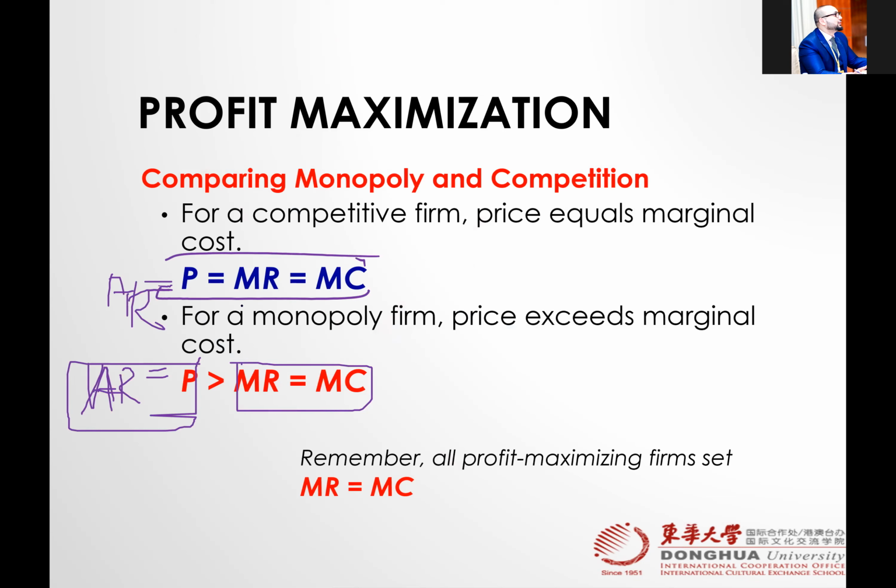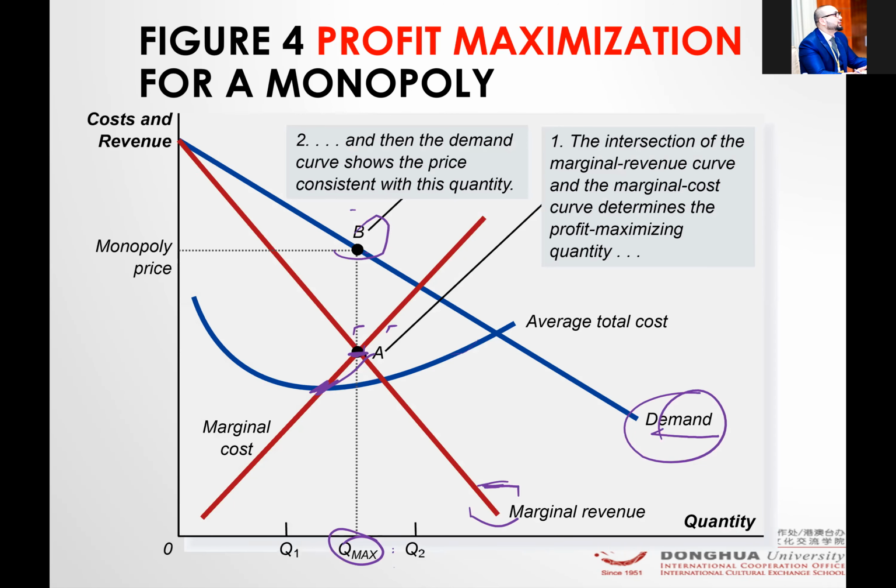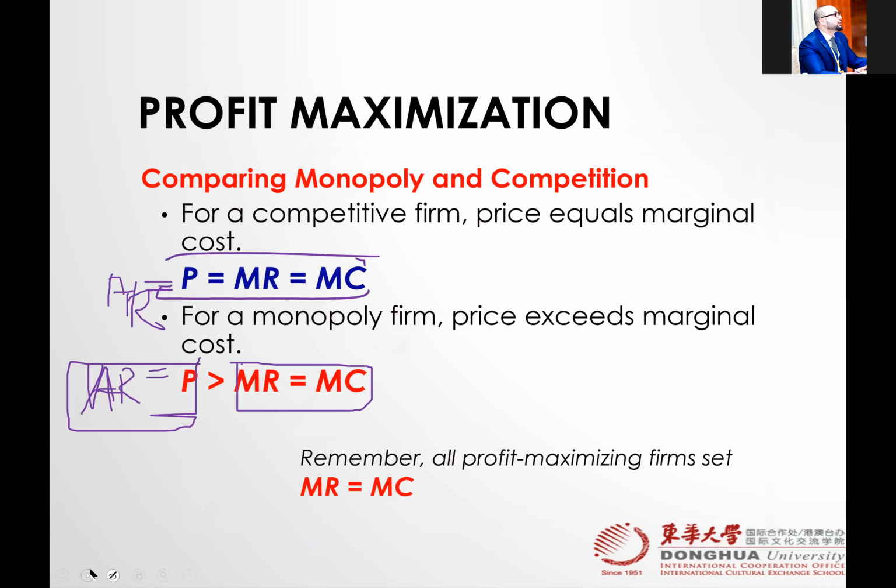So if you go back to the slide here, you see this condition is here and the price is here. So price is always greater than MC is equal to MR. So price is always greater than the profit maximizing condition. So that's why monopoly is always earning economic profit.